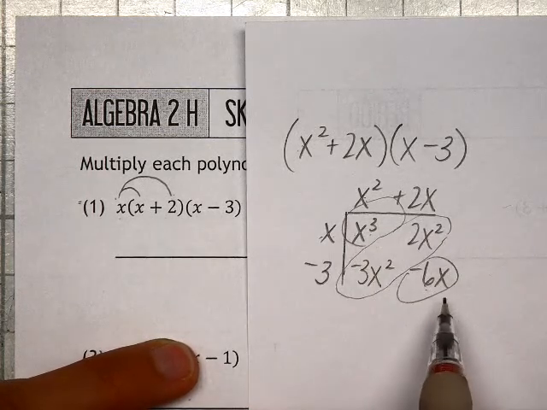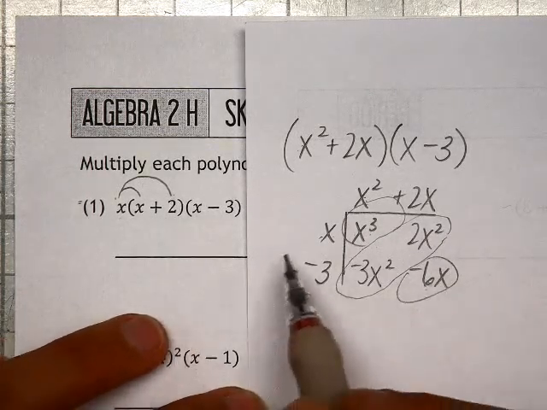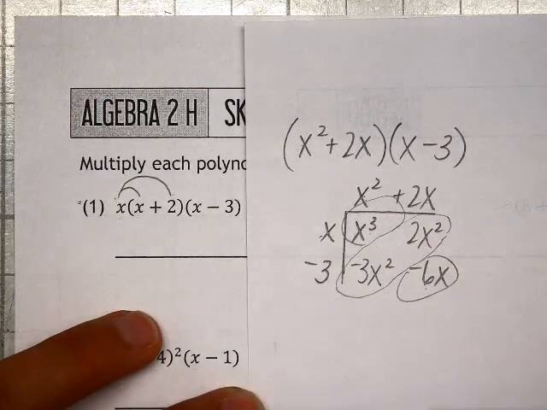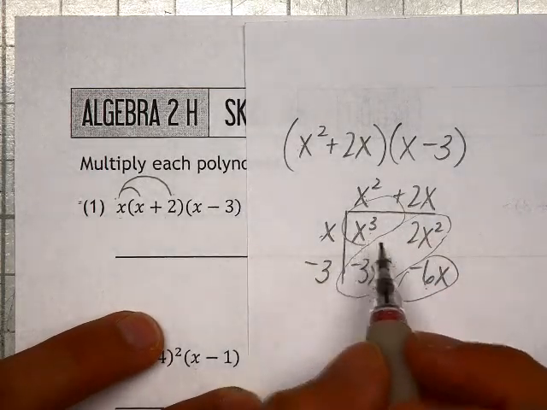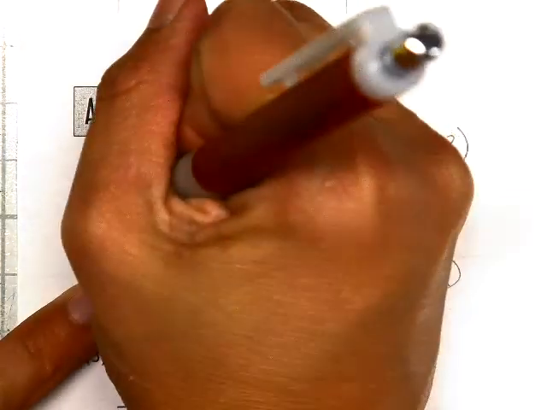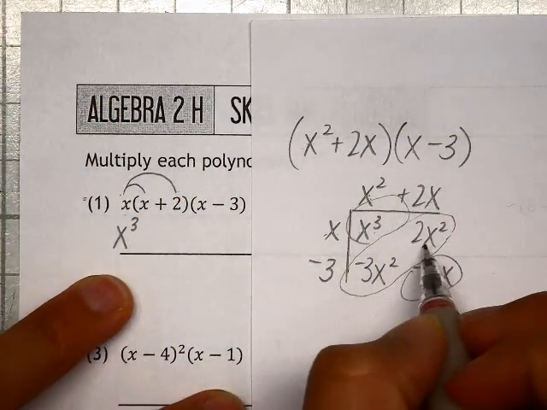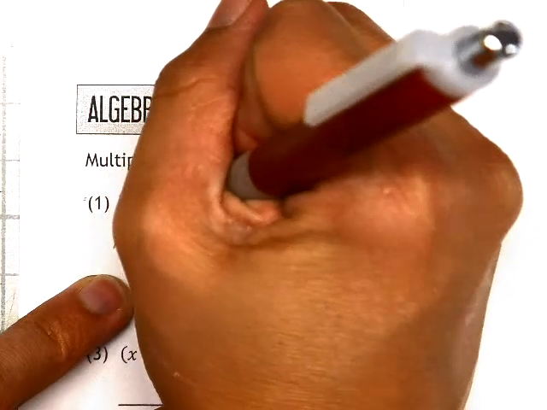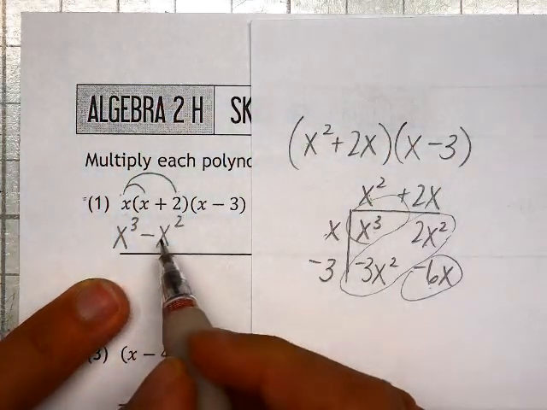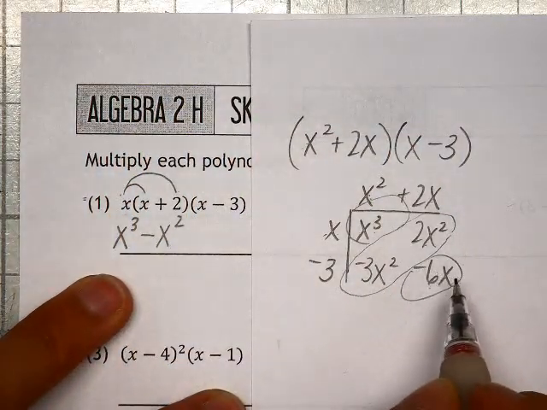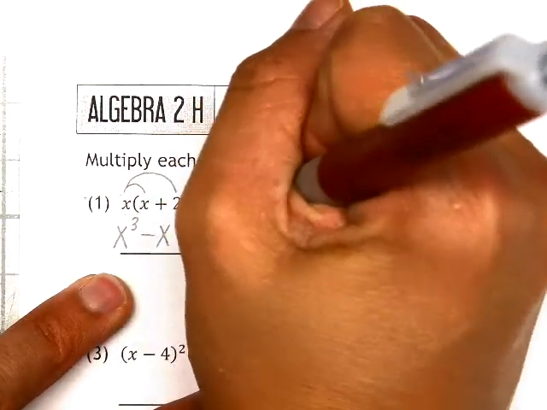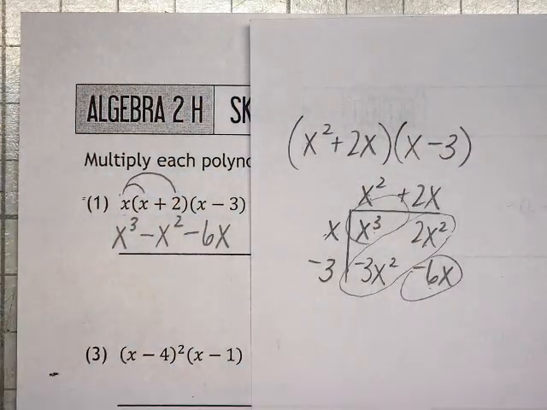So since I have all my terms already multiplied, I now just need to merge them together in one nice standard form. Since x cubed has no like terms, we know that x cubed is the first term of our polynomial. Then negative 3x squared plus 2x squared would be negative 1x squared, which I'll write as negative x squared. And then, of course, negative 6x doesn't have any like terms, so negative 6x is the last thing we write.